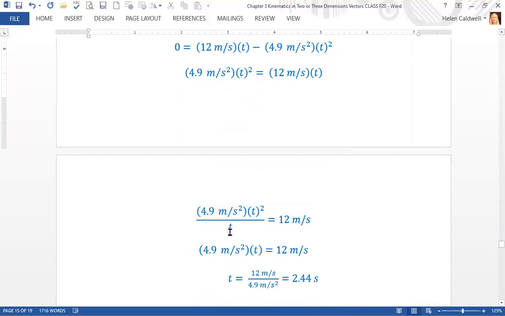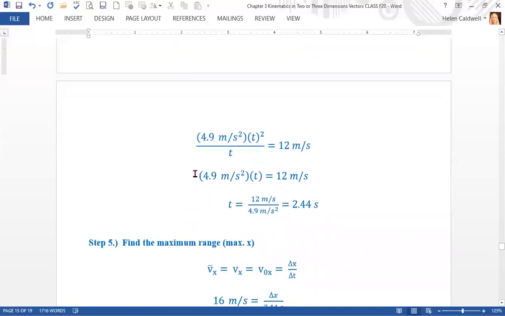So now what? Well, t squared divided by t is just t. Now 4.9 times t is equal to 12 meters per second. We need to get rid of the 4.9. It is multiplied by the t, so we have to divide both sides by 4.9. So 12 meters per second divided by 4.9 meters per second squared gives you 2.44 seconds, which is the total time. And I should have written that out to the side.